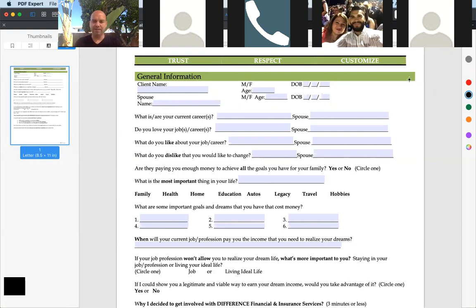But when I meet with somebody, notice those 3 words here on the top right: trust, respect, customize. There's a reason that those words are highlighted and on top. Those are power words. And so here's how I start off when I meet a prospect.